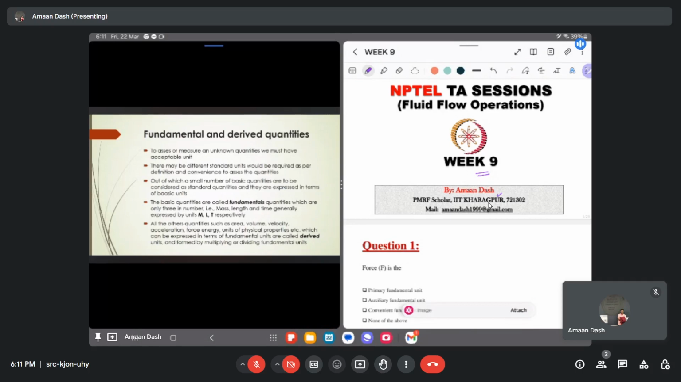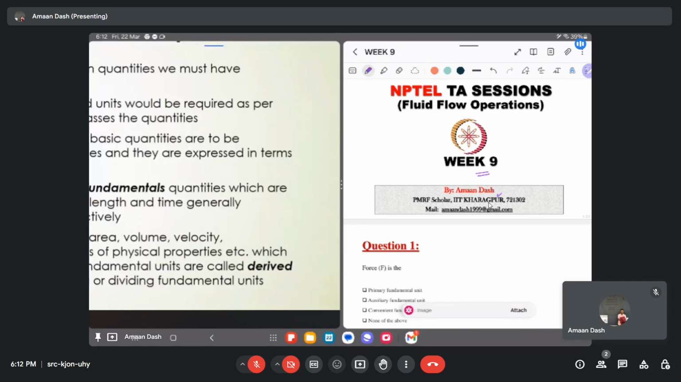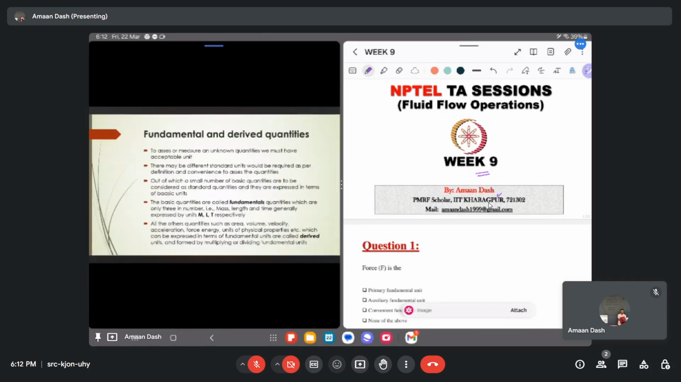All the other quantities, let's say area, is nothing but an expression of length times width, which is nothing but length squared. Similarly, volume is nothing but length cubed. Velocity is nothing but length by time. Acceleration, similarly, is length by time squared, and so on. Each can be expressed in terms of the fundamental units, and therefore they are called derived units, and are found by multiplying or dividing the fundamental units.